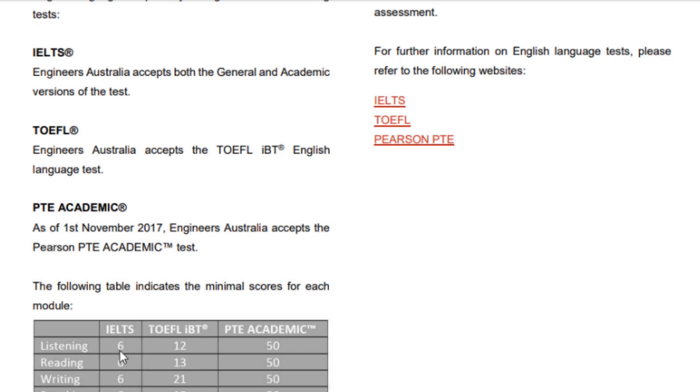So for IELTS, you should have 6 band in each section. If you have taken TOEFL, you should have 12, 13, 21, 18 score in listening, reading, writing, speaking respectively. And in PTE you should have 50 score in each of the sections.